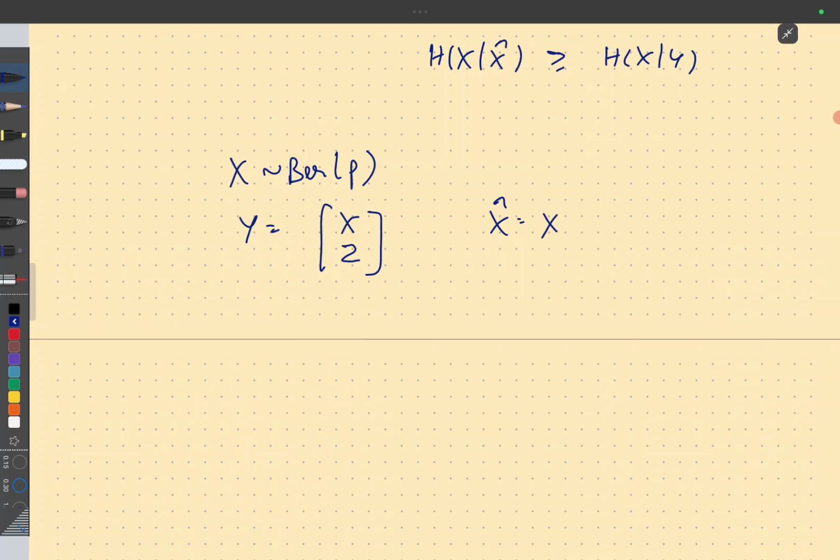Now in this case, again, x, y, x hat form a Markov chain. Again, it's a trivial example, but there can be much more complicated situations where this is true.